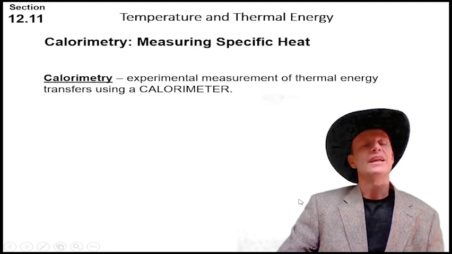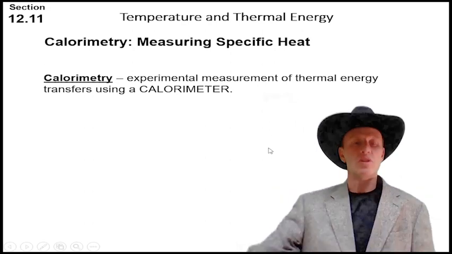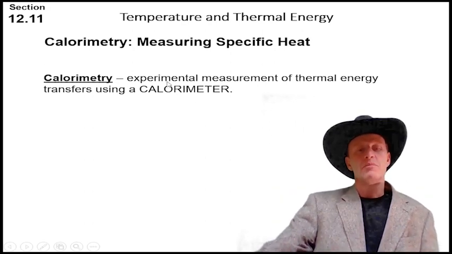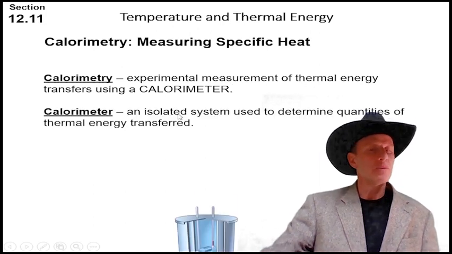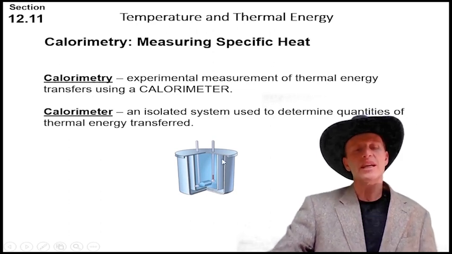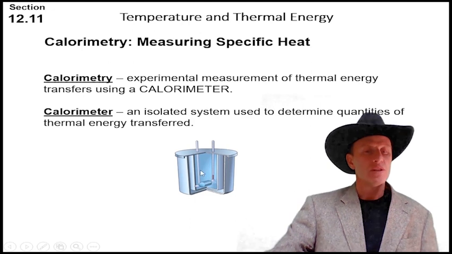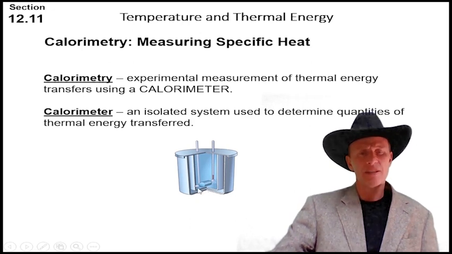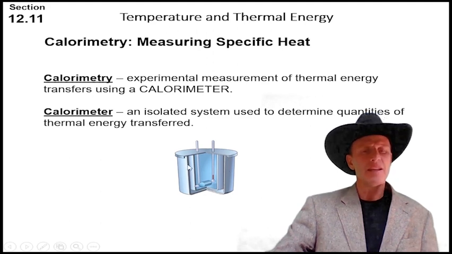All right, this is the study of really what calorimetry is all about. Measuring specific heat is one of the properties of this calorimetry, but calorimetry is experimental measurement of thermal energy transfers using a calorimeter. A calorimeter is nothing more than a device that keeps the external world from affecting your experiment. It's an isolated system used to determine quantities of thermal energy that's transferred. So this is a cutout view of the inside of this container, but this is insulated with air. Air, remember, is the best insulator. So you've got that insulation to protect your experiment. You're trying to figure out what that final temperature is.